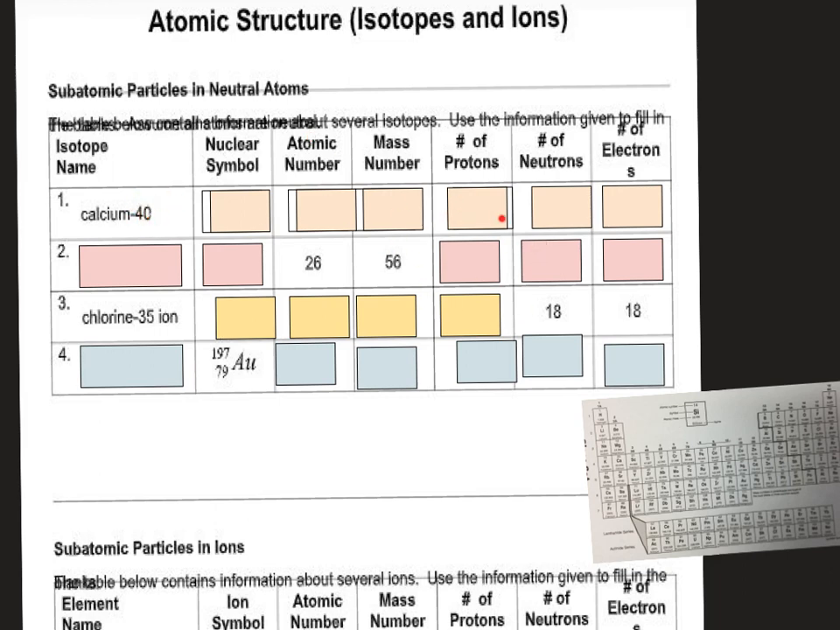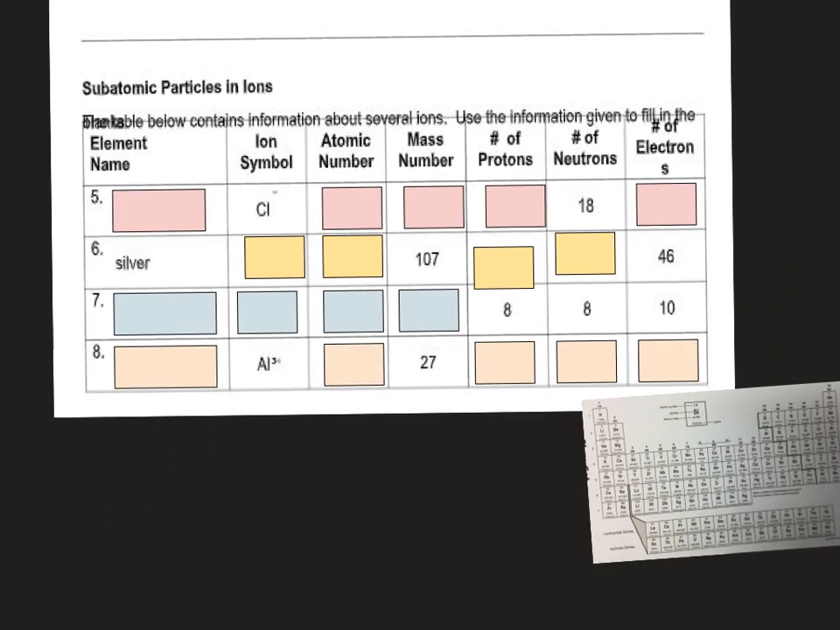Okay. And then right here, you see that you do have an ion. So look at how many electrons extra that you have. Down here, these are all ions. So I do want you to be paying attention to how your protons and electrons compare. Protons, again, this is your atomic number. So grab your atomic number from your periodic table. Let me know if you need any help.